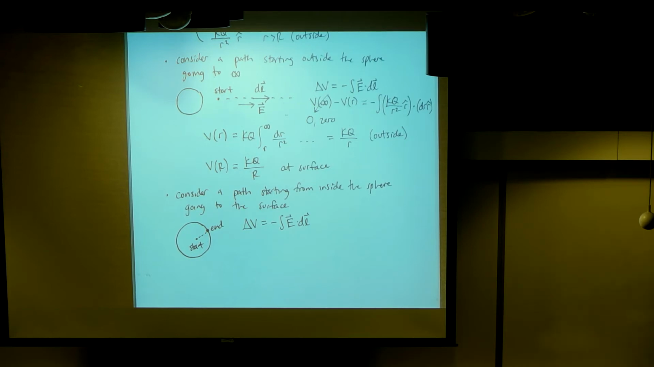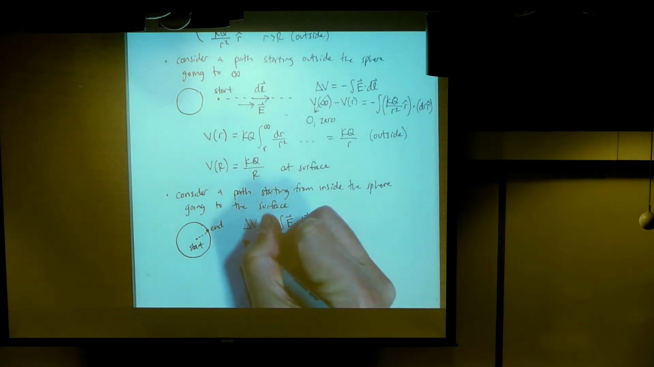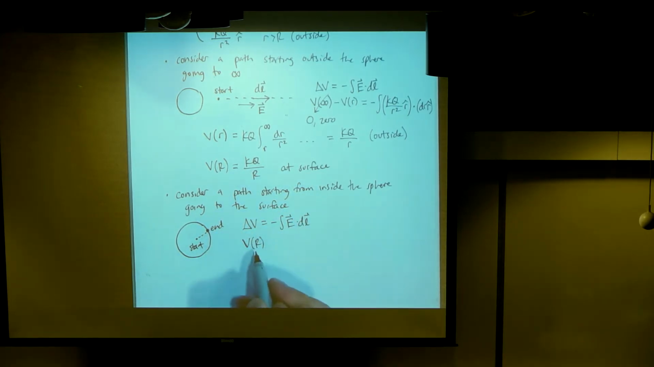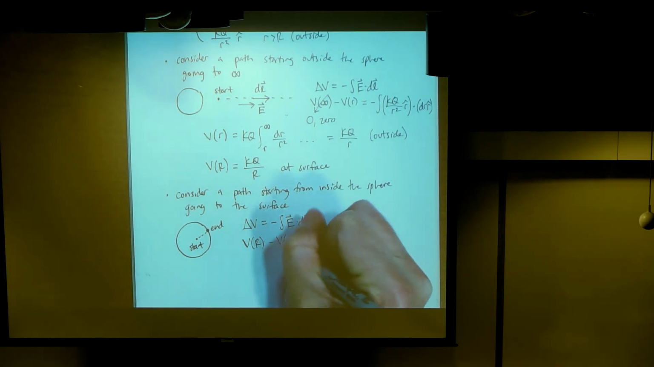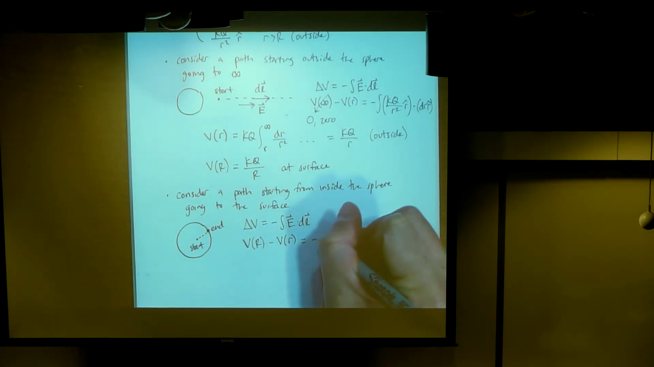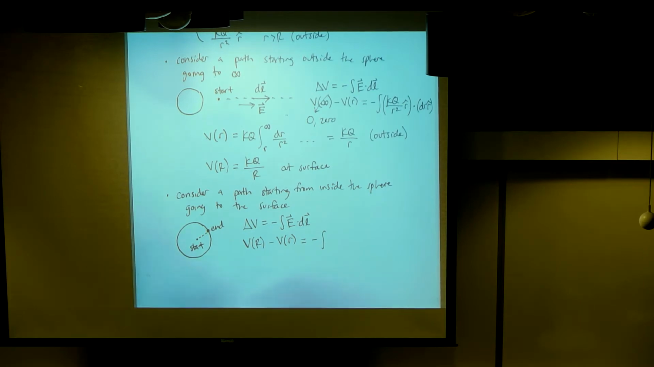But now let's think about how this goes. Okay? Delta V. That's going to be V at big R. That's the electric potential at the surface. That's where I end up, remember? Minus V at small r. So I'm just going to assume my starting point has some small r distance from the center. Okay? And that's going to be minus E dot dl integrated between those 2 points.